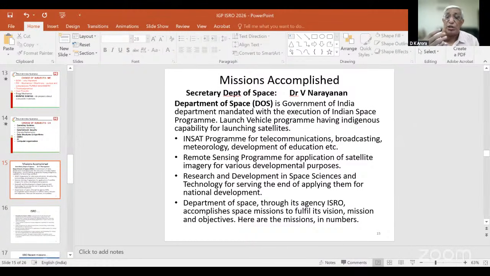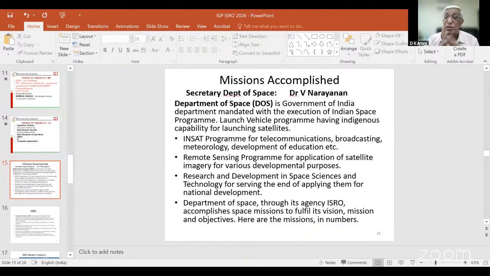And obviously, the various programs which Department of Space is mandated with are the INSAT program for telecom broadcasting, meteorology and development of education, the remote sensing program for application of satellite imagery for various development purposes, the research and development in space sciences and technology. As a matter of fact, there is an Indian Institute of Space Technology, which is based in Trivandrum, which is almost dedicated for this work. 50% of the pass outs are almost assured of a placement in ISRO, even at the undergraduate level as well as at the postgraduate level, right?